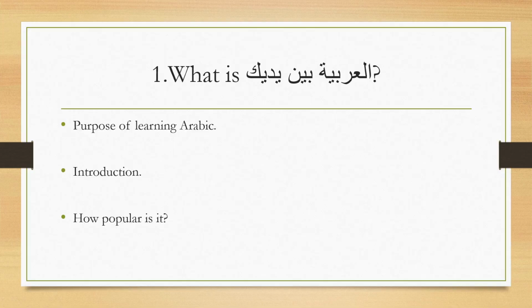So the first question is, what is Al-Arabiya Bayna Yadayk? Before we say what it is, let's answer the question: what is the purpose of learning Arabic? Arabic is from ulum al-ala. We have two kinds of ulum, or two kinds of knowledge in Islam: ulum al-ala and ulum al-ghaya. Ulum al-ala are knowledge that we learn to use to understand something else, or to take the benefit of this knowledge to understand something else. Arabic is from this kind of knowledge.